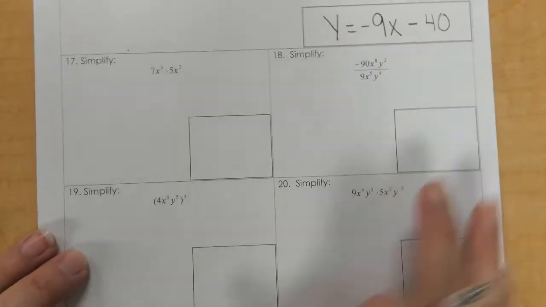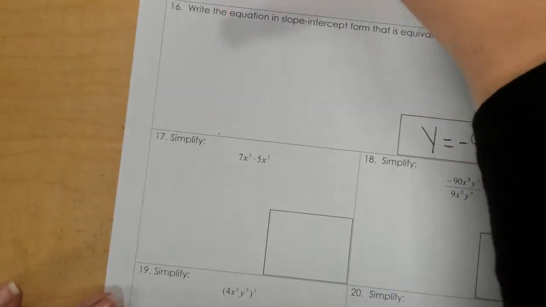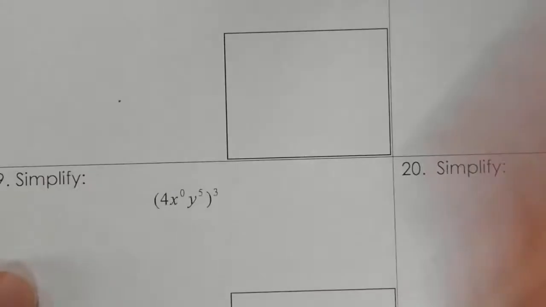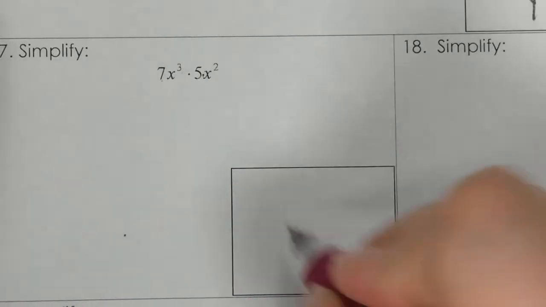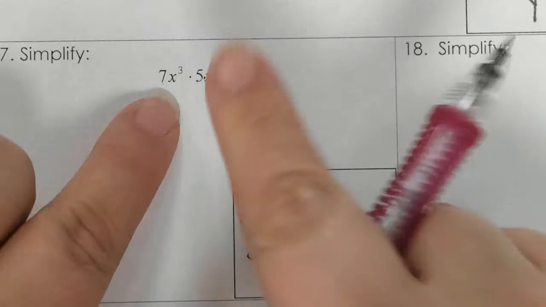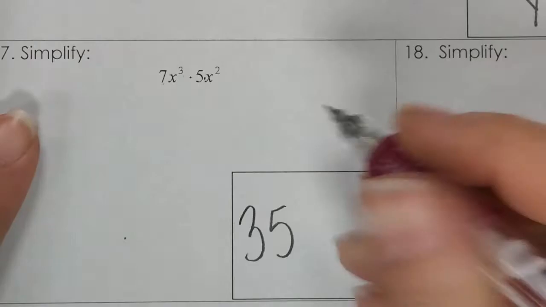Alright, the last 4 are exponent problems. Alright, so number 17, we multiply the 7 and the 5, and we get 35. And then you add your x's. So 3 and 2 make 5.